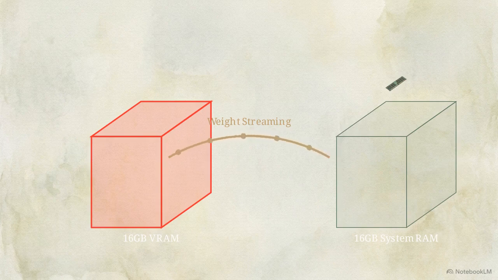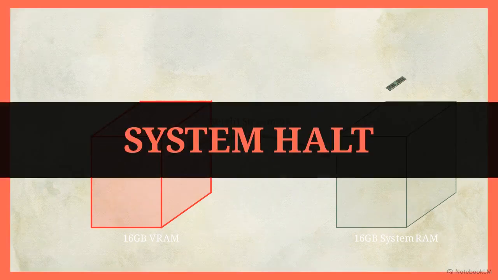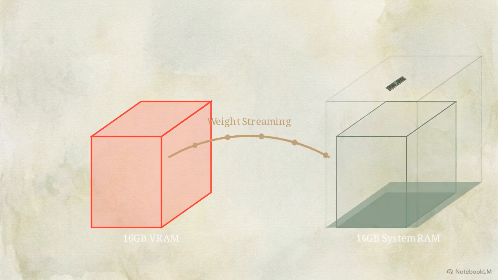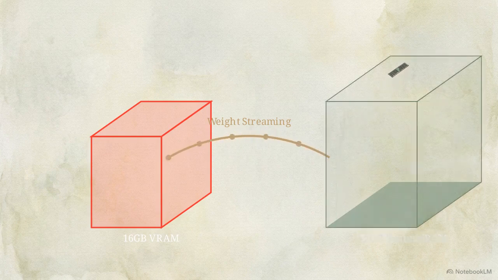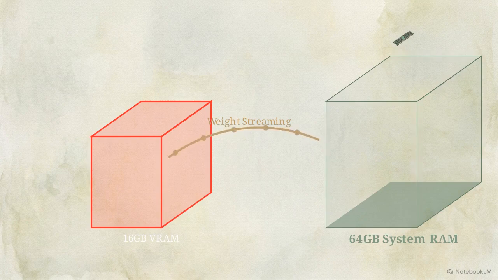Comfy UI attempts to prevent a crash by using weight streaming. That overflow data spills directly into your system RAM. But if your system RAM is also capped at 16 gigabytes, there is nowhere left for the tensors to go. The entire system halts. To prevent the system from hard crashing during these attention spikes, 32 gigabytes of system RAM is the absolute bare minimum. For reliable video production, 64 gigabytes is the mandatory working recommendation. At this capacity, the system easily absorbs the overflow data.